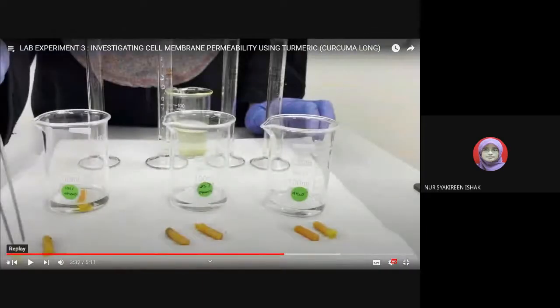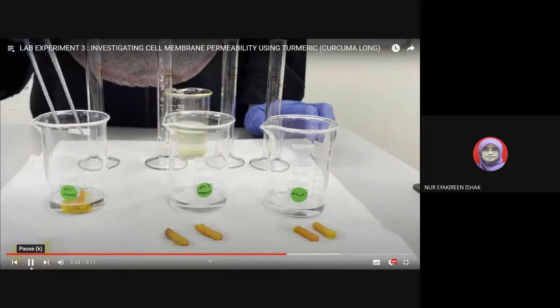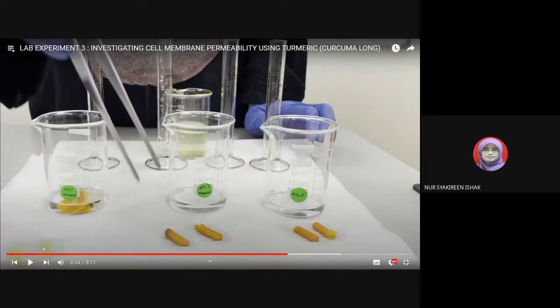Okay, you can see, Madam, this is Madam Ainul. Place two cylinders. You can see the leftover pigment will be on the tissue, since you have already washed it earlier. So you don't want pigment from the broken cells to affect the results when you are immersing in these three different solutions.